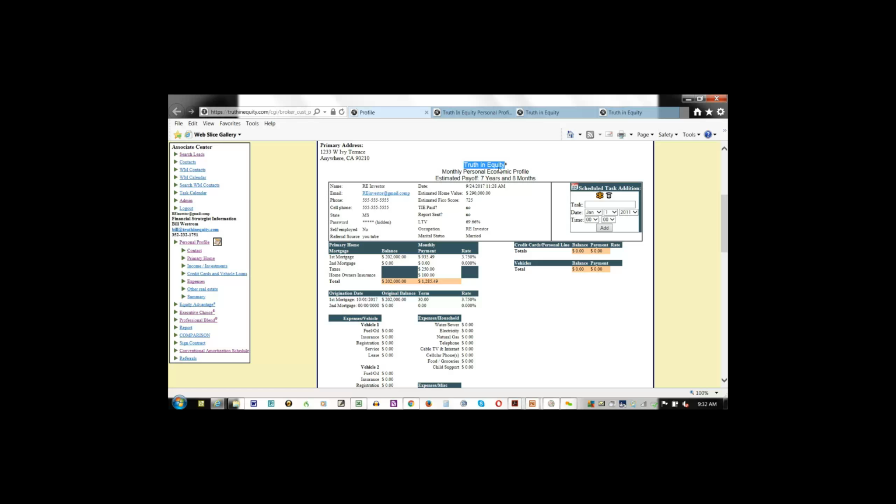Are you a good candidate or not? I don't know until we go through this profile process. And through this profile, it's a pretty simple form. You can get a little detail, but it's pretty simple because it's stuff that you see every month. So when you go to truthandequity.com, you start off by putting your contact information in here.